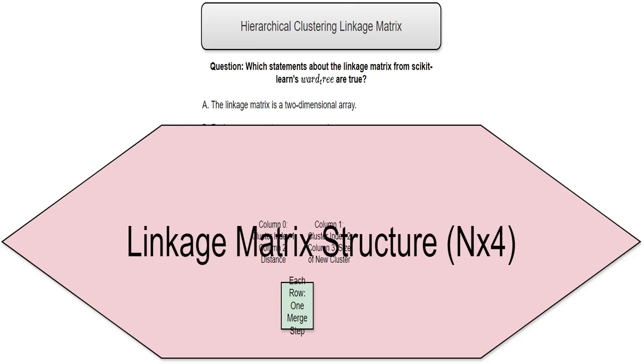This column mirrors column 0. It tells you the index of the second cluster combined in that merge step. It might be an original data point or an already formed cluster. It's the companion to column 0.